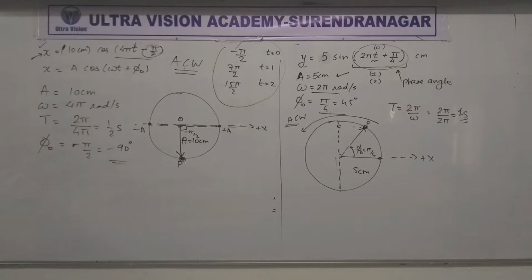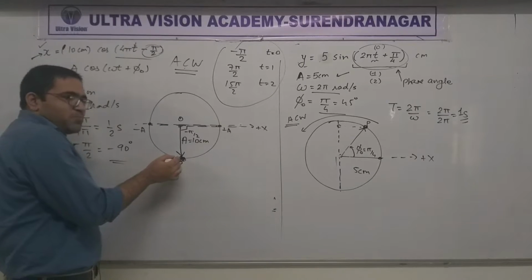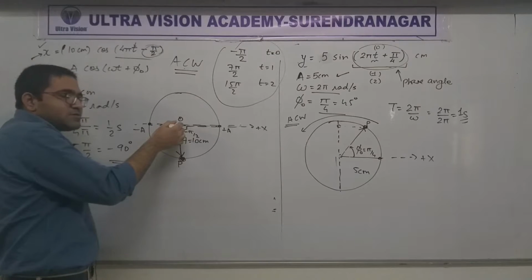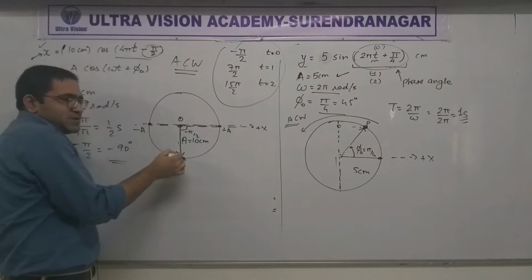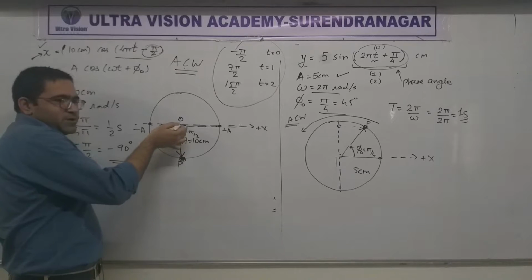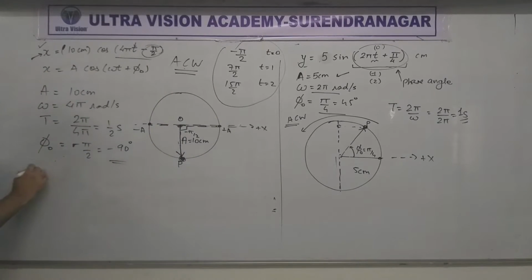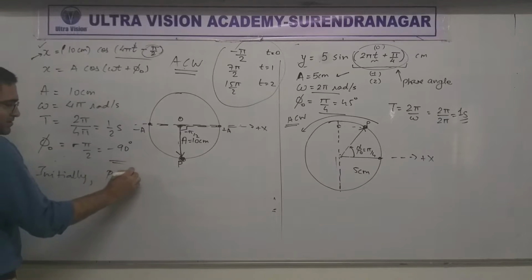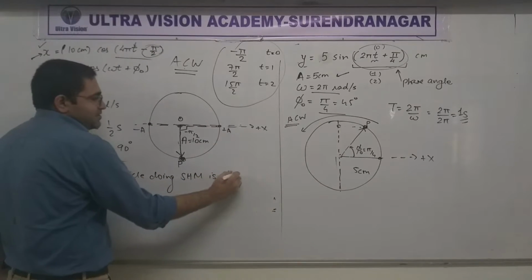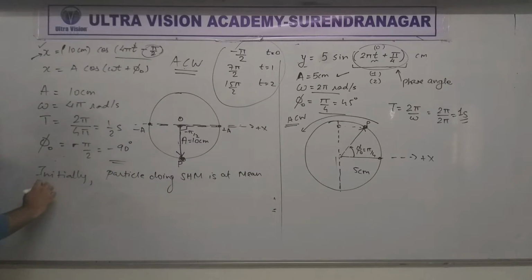It will start from mean position. Where is the x component of this vector? Here, not there, 0. Did you understand? Everyone, the x component of this phasor that we have drawn. Phasor is a vector, rotating vector. So where's the x component of this one? Here, 0. That means initially the particle doing SHM is at mean position. I hope that is clear to you.